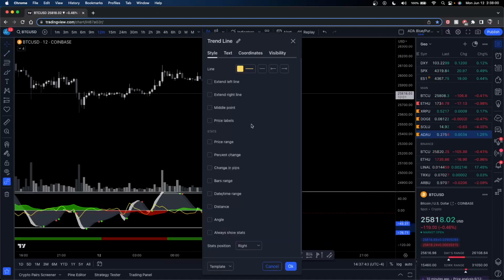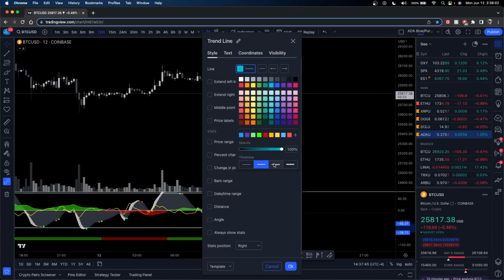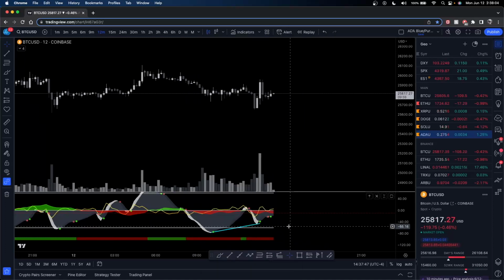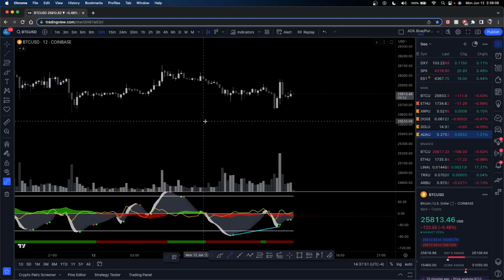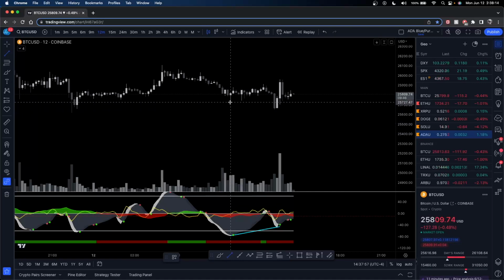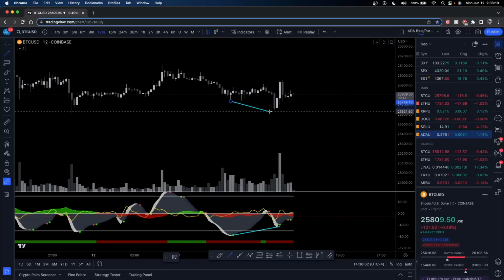Let me make this thicker and bluer for you so you guys can see it. Okay, so that is how you draw your divergence. Now, it's very, very important to consider your divergence. The drawing is just so that it'll help show you. It's very important to draw from the exact same points, right?